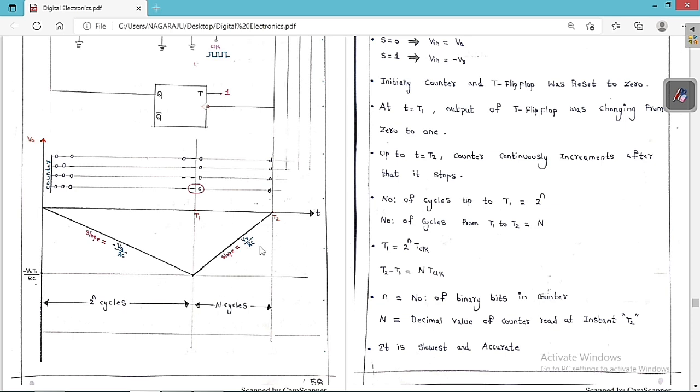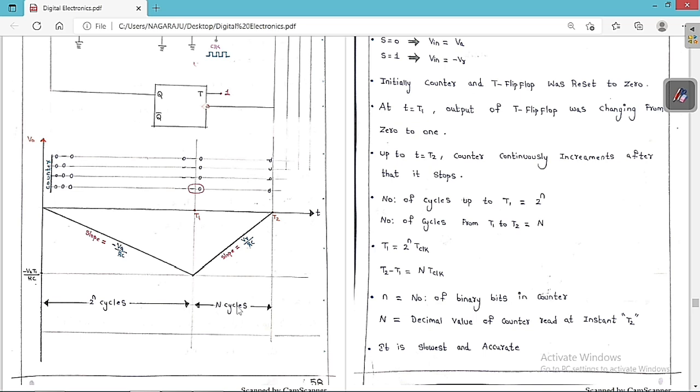So therefore, we can say that in this dual slope ADC, as the input voltage increases, the conversion time also increases, because I already told you the formula: VA is equal to VR into (T2 minus T1) by T1. So as VA increases, T2 minus T1 increases, which means the conversion time also increases. So that is the reason whenever the input voltage increases, the conversion time increases. So therefore this dual slope ADC depends upon both the number of bits and also on the input voltage. This is the point that you always have to keep in your mind.